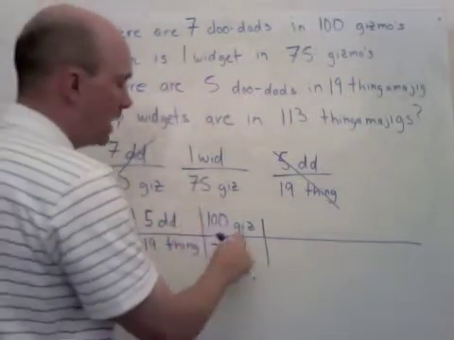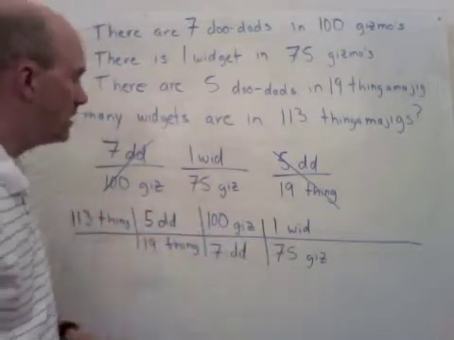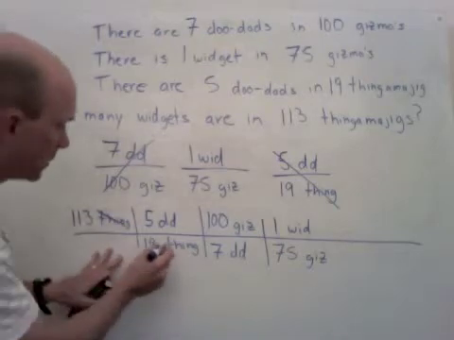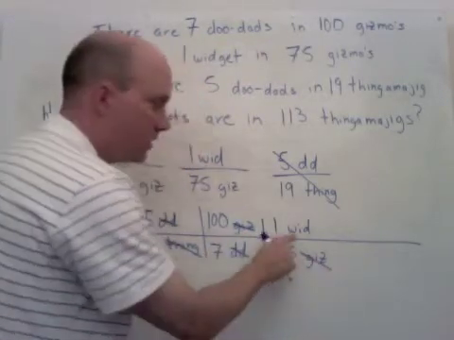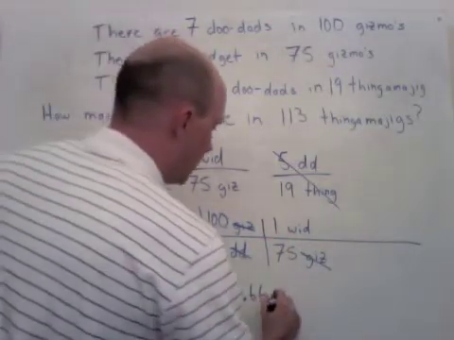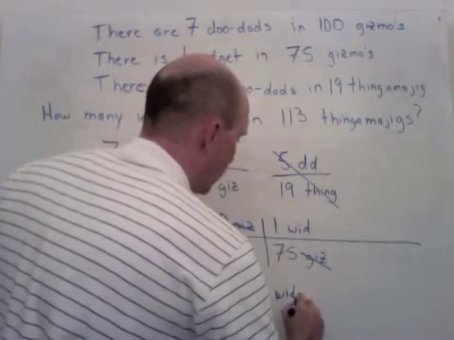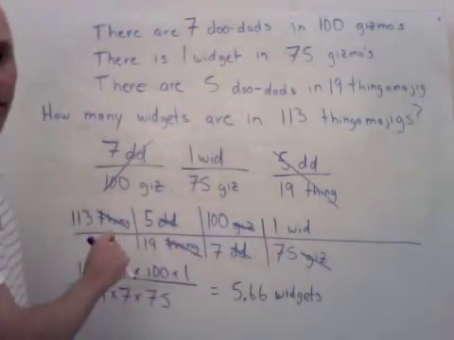We now need to have gizmos down here. We've now put this guy in here. So this unit cancels here. This unit cancels here. This unit cancels here. The remaining unit is widget, 5.66 widgets, because that's the unit that's in the upper right-hand corner.